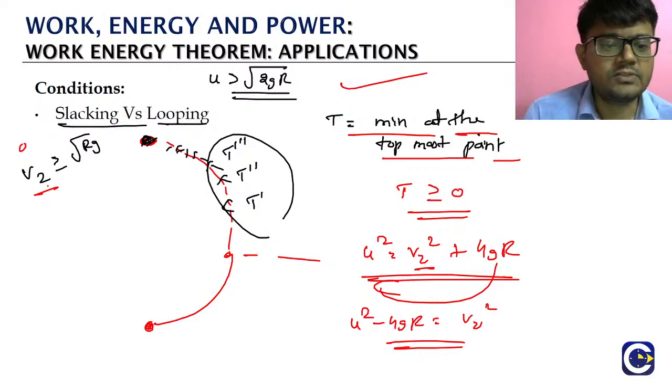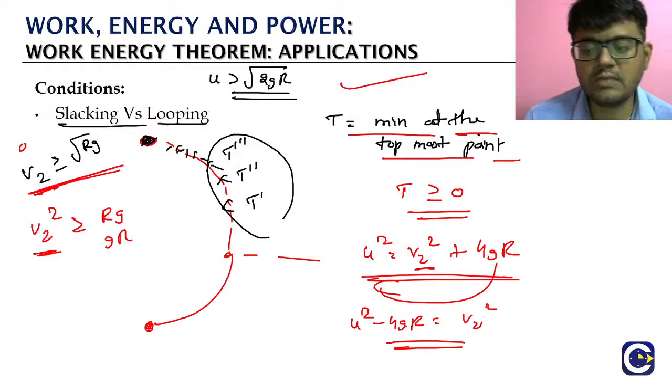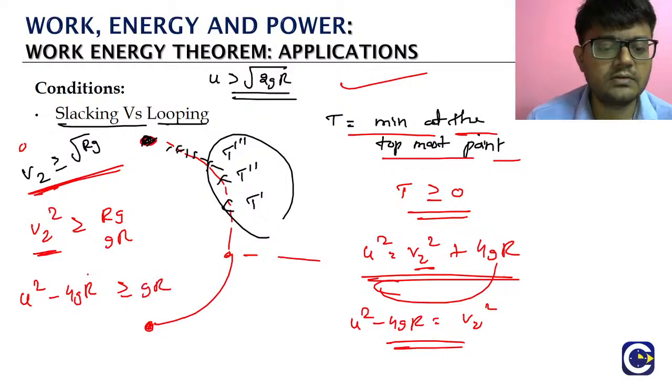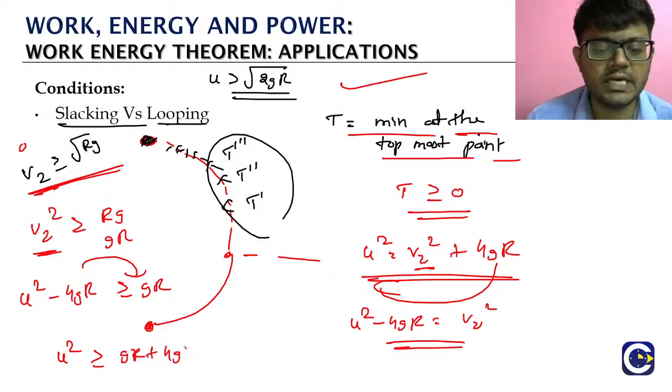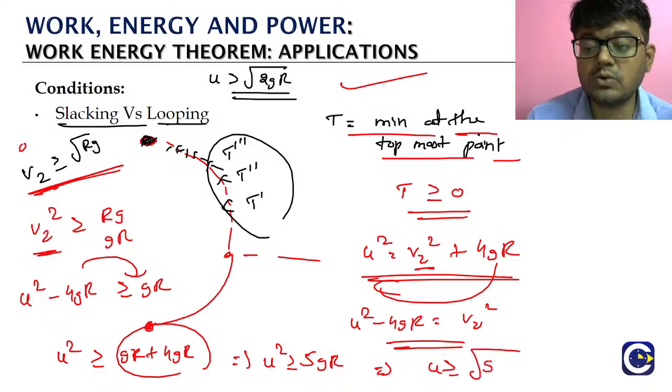Now solve and substitute. This v2 square value should be more than or equal to what? Root rg or root gr, right? Instead of v2 square, just substitute this. u square minus 4gr should be more than or equal to gr. Take it to the right side. u square should be more than or equal to gr plus 4gr. How much is that? 5gr. So u square should be more than or equal to 5gr, or u should be more than or equal to root 5gr.